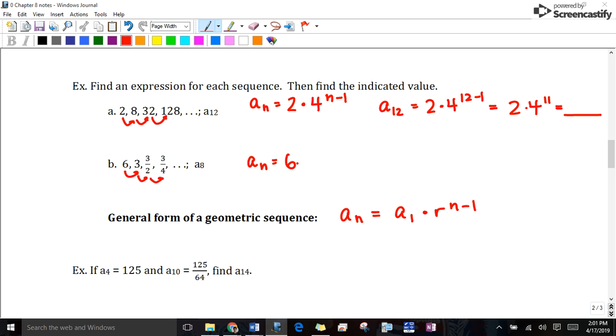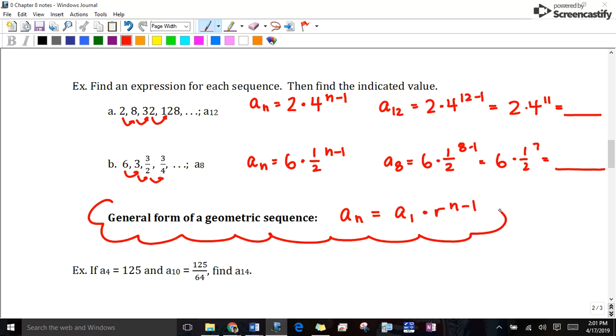Okay, so a1 is 6, my r is a half, and then I would have my n minus 1 as my exponent. So if I want to find the 8th term, I would take that 6 times 1/2, 8 minus 1 times, which is 6 times a half to the 7th. And again, I'll let you finish up with the calculation. Okay, so there we have our general form, which again just shows our sequence as an exponential pattern.